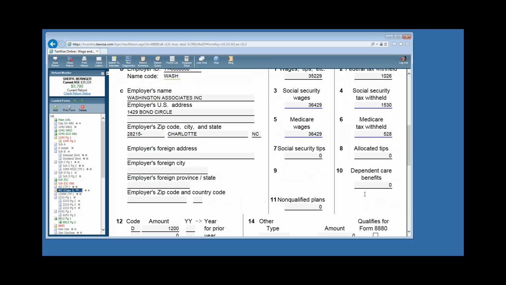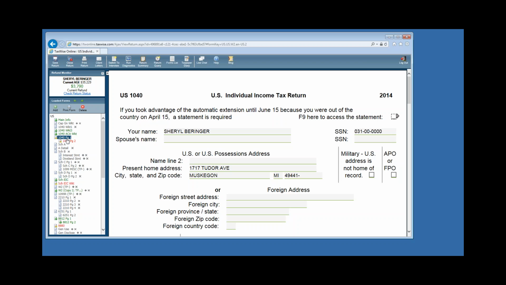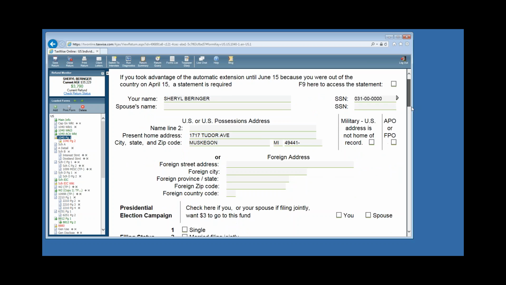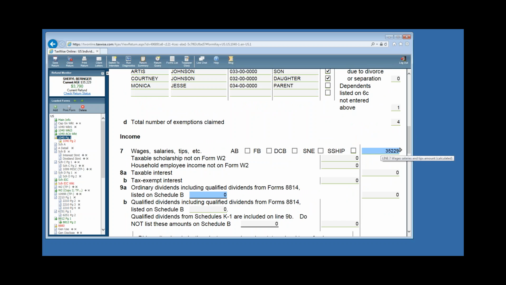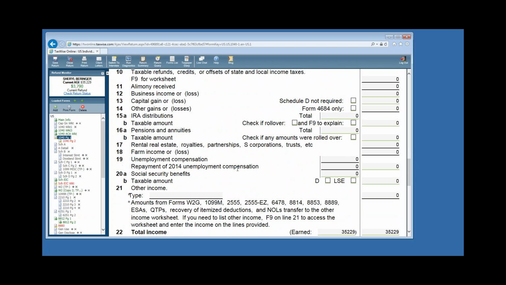So we'll scroll up. We just want to verify that our information on the W-2 is what we've just typed into the tax software. It is, so we'll check this box that says please verify federal withholdings, Social Security withholdings, and Medicare withholdings. And then we're going to go back to our 1040 page 1 because that's where we're always going to go. We want to make sure that our income showed up, and there it is. And now we're going to go down and enter that unemployment income. So right here is the unemployment line.